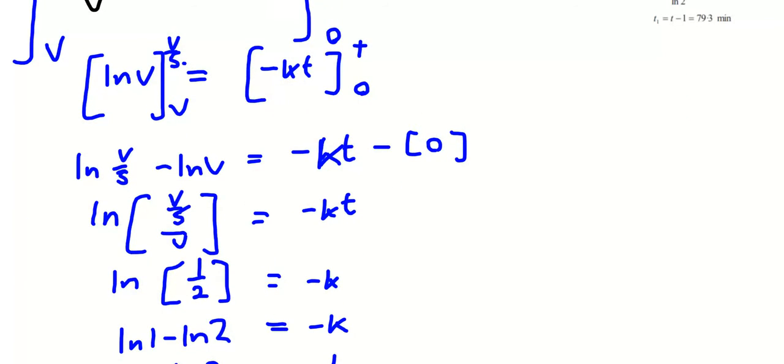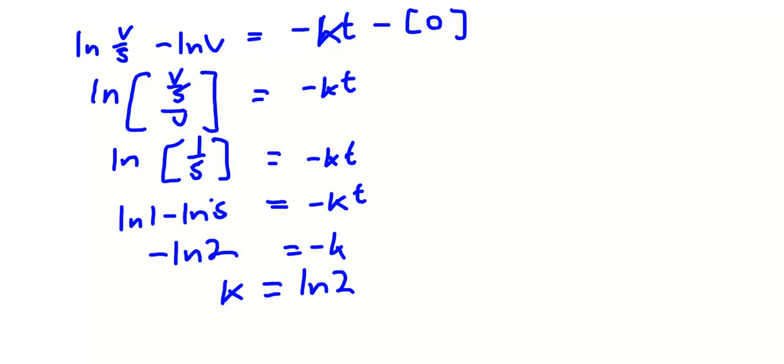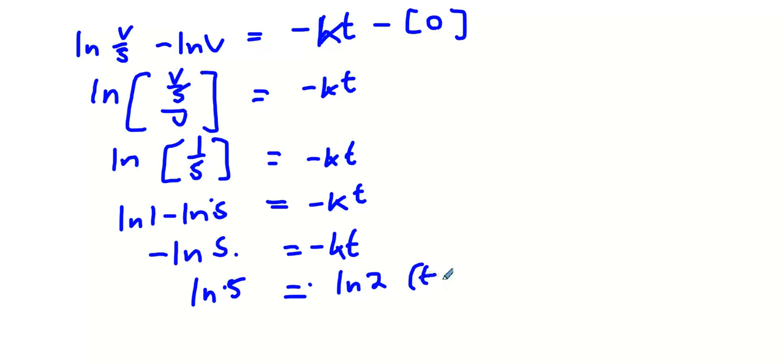Then it's going to be ln 1/5, which we all know is ln 1 minus ln 5. And remember, there's a kt right here. So it's minus ln 5, equals minus kt, which is what we're looking for. But we know that k is ln 2. So minus ln 5 equals minus ln 2 multiplied by the variable t. So t therefore will be ln 5 divided by ln 2.